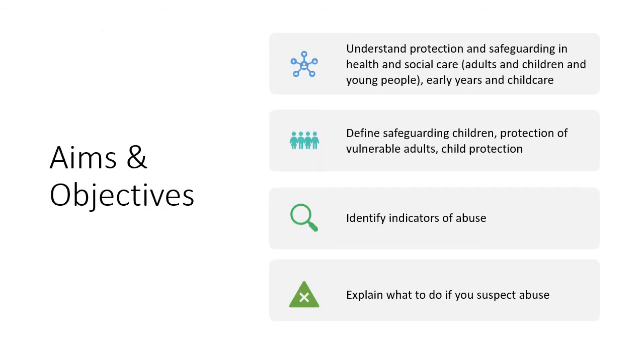The aims and objectives of this session are that by the end you will have an understanding of protection and safeguarding in health and social care, early years and childcare, which includes adults, children and young people. You will have more understanding and be able to define safeguarding children, protection of vulnerable adults, child protection. You'll be able to identify indicators of abuse and explain what to do if you suspect abuse.